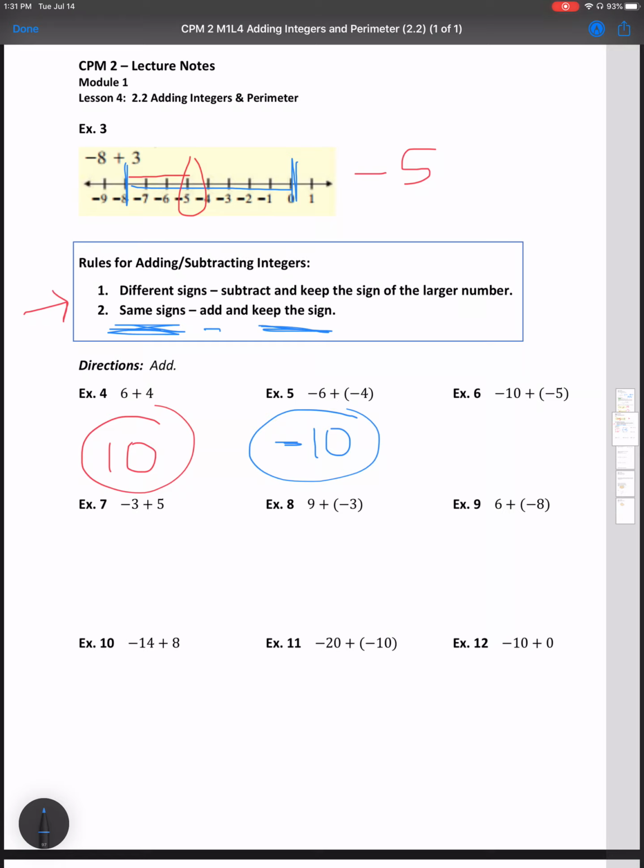And think about money. If I was $6 in the hole and then I go further $4 in the hole, I'm going to be $10 in the hole, right? Which is what -10 represents.